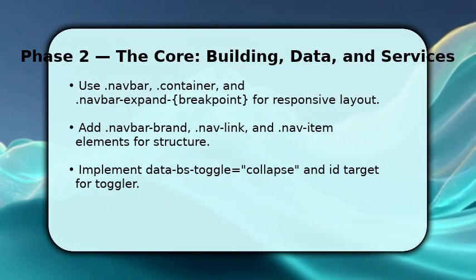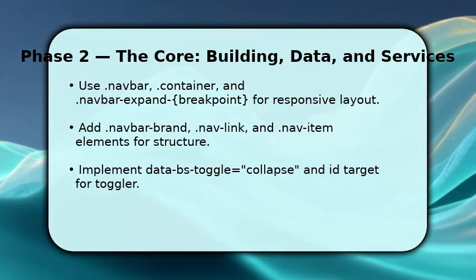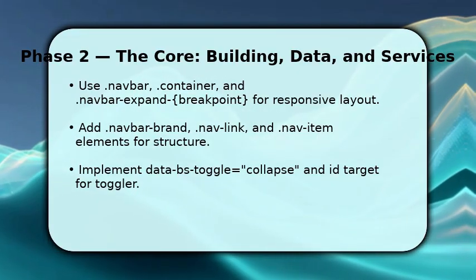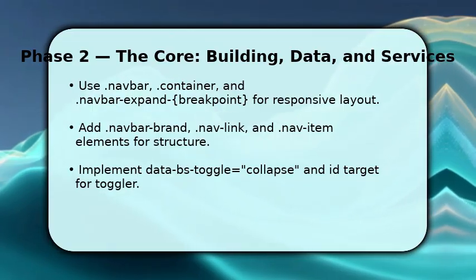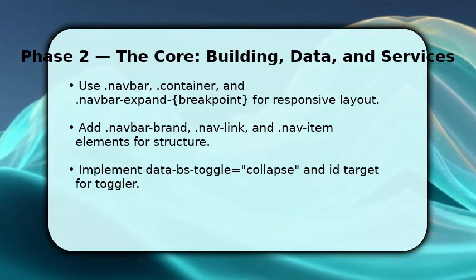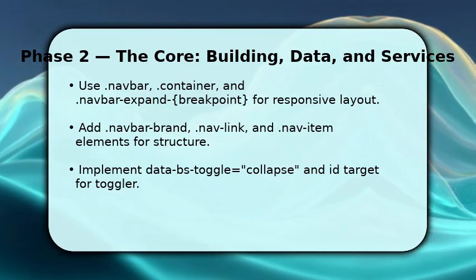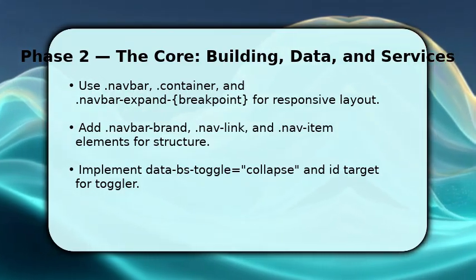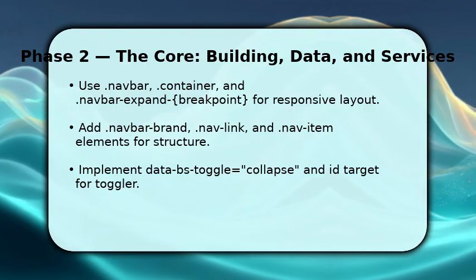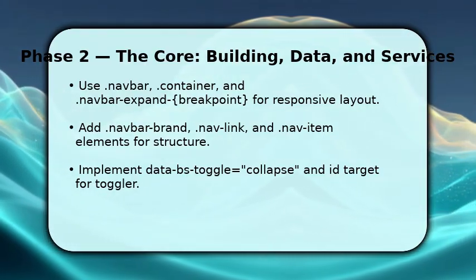You'll now structure the navbar, wrap content in .container and choose .navbar-expand-md or another breakpoint so it collapses at the right width. Add .navbar-brand and build a ul with .navbar-nav, each li using .nav-item and links with .nav-link to inherit spacing and focus styles. Then wire the toggler button to the collapse div using data-bs-toggle and the ID selector. This makes the mobile menu slide down.